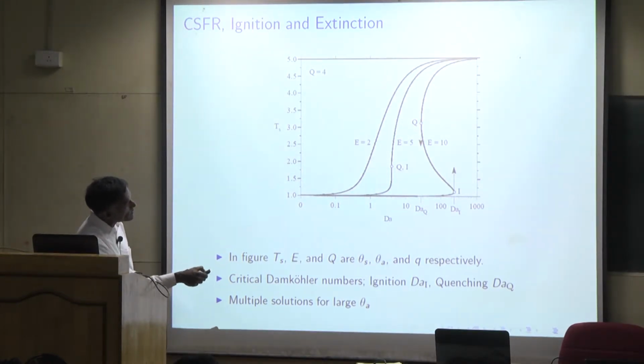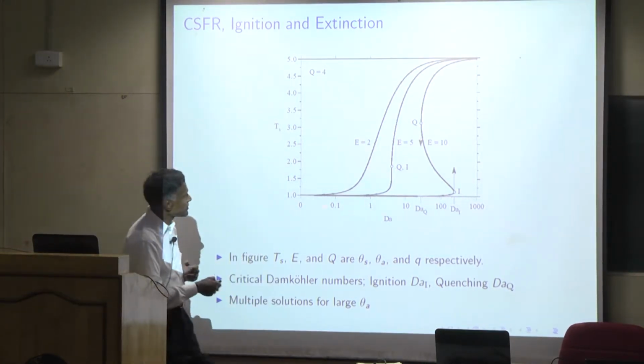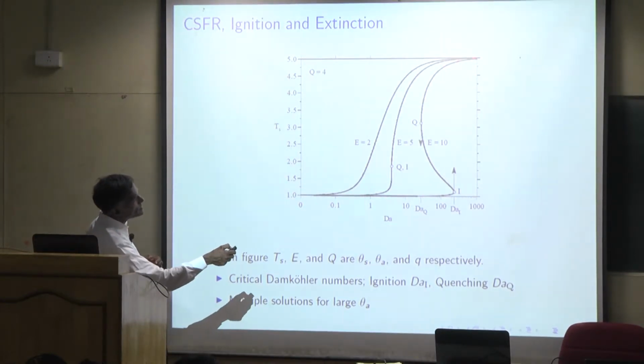This part of the curve can be shown to be unstable. So now it continuously moves from here down. This is basically called the ignition and extinction process. By increasing the Damköhler number, there is ignition of the reactants, and by decreasing the Damköhler number in this direction, there is extinction.